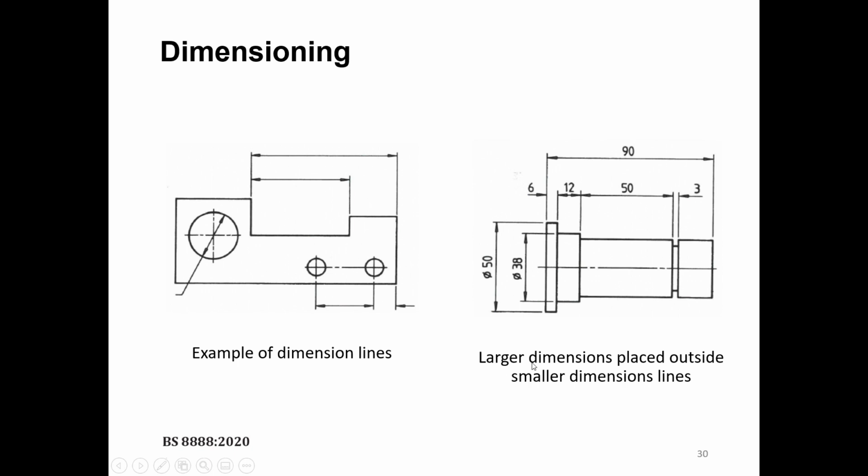There is a rule also when you include dimensions in your drawings. This rule is that larger dimensions should be placed outside smaller dimension lines. Look at this example here. You see the larger dimension, which is the 90, is outside of the smaller dimensions, which are like 3, 50, 12, 6, and so on. So you cannot swap these two. You cannot just say, for example, the distance from here to here is 90, and then place the 90 here, and put all these small dimensions at the outside. This is wrong. You should place the larger dimension outside of the smaller dimension lines.